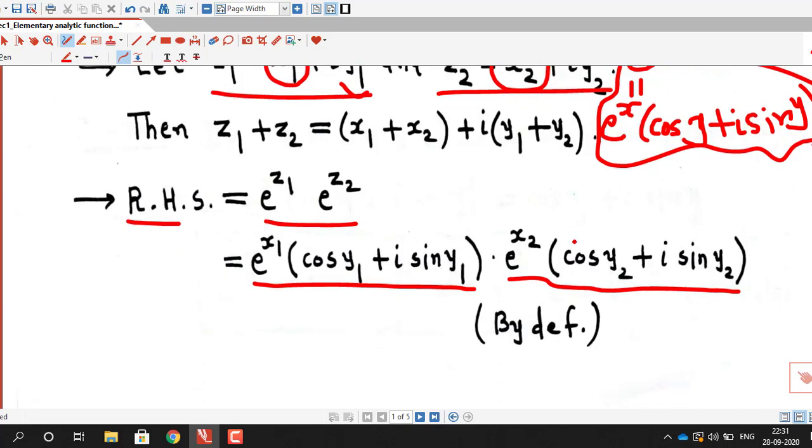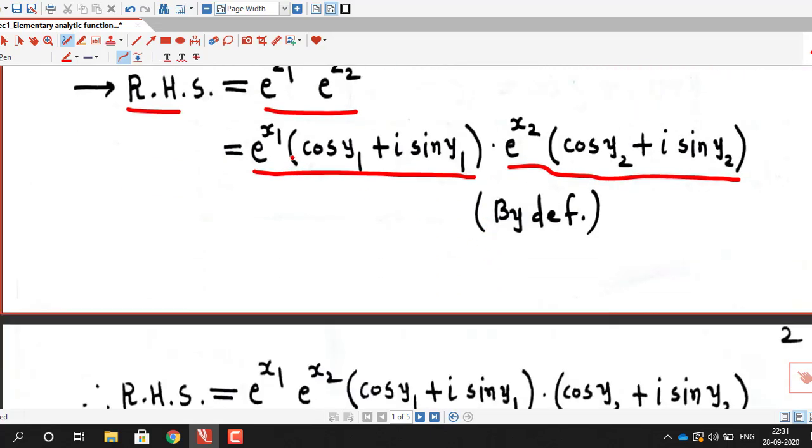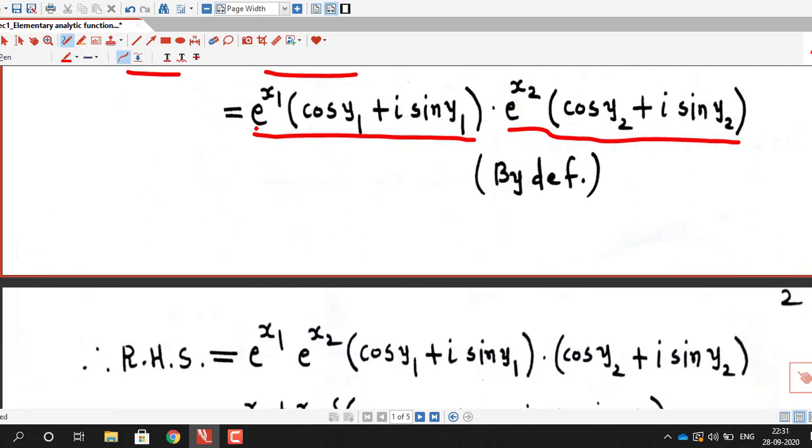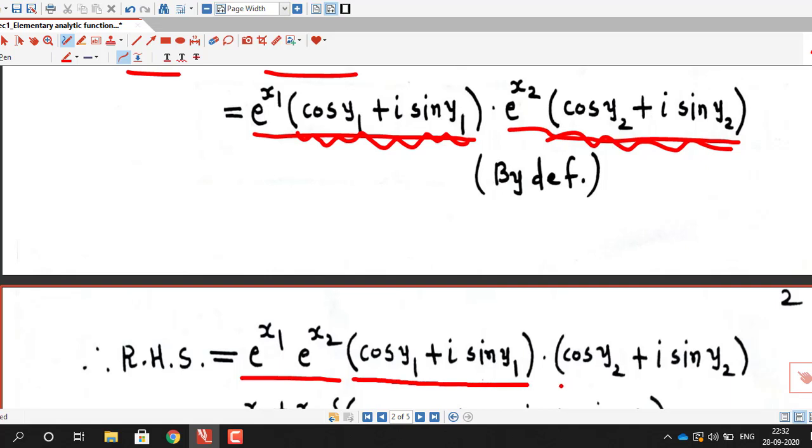So we are simply using this definition of the exponential function, and this we can simplify. This e raised to x1 and e raised to x2 are real functions, so we will combine them, and we multiply these two brackets, cos y1 plus i sin y1, cos y2 plus i sin y2. So we take the product of these two as a product of two complex numbers.